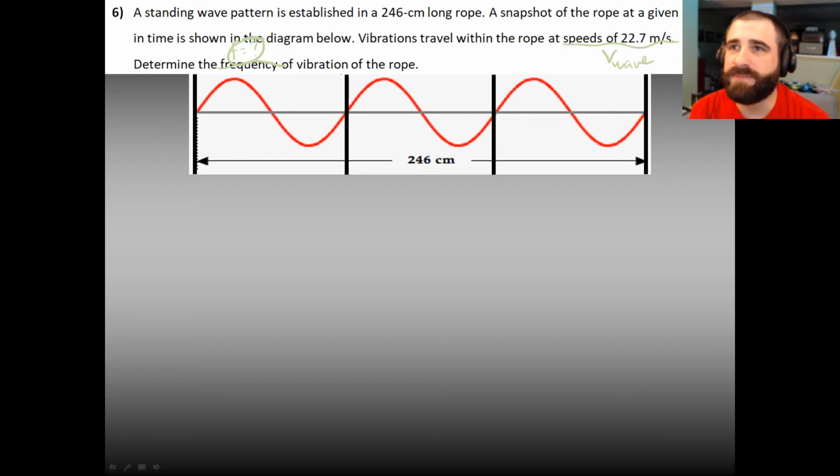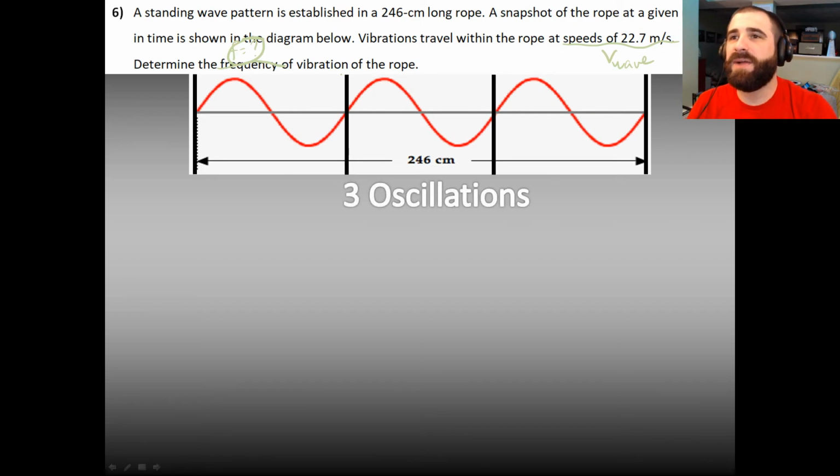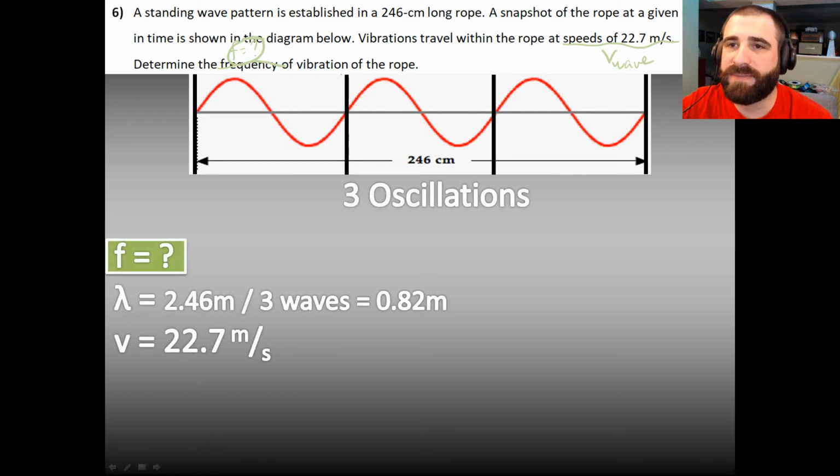How many waves do you see? 3. How long is that rope? 246. So how long is 1 wave? 246 divided by 3. I can't do that math in my head right now real quick. I'm too busy performing. So let's see. We got 3 oscillations, so let's plug it in like that.